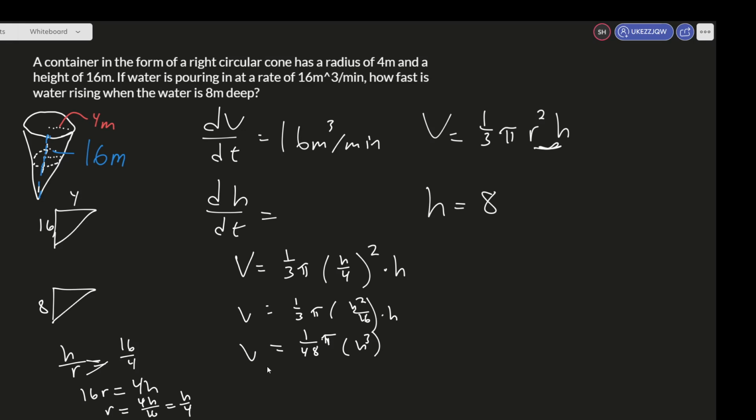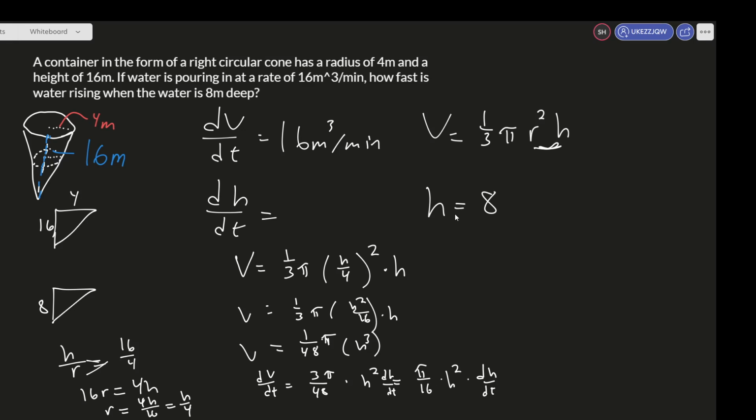Alright, take the derivative there. dV/dt equals 3/48 pi times h squared. Well, that can be reduced: 3/48 is pi over 16 h squared. Now the part that I missed after I took my derivative was the dh/dt. So make sure I include dh/dt.